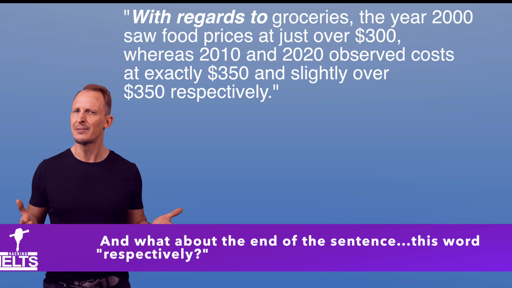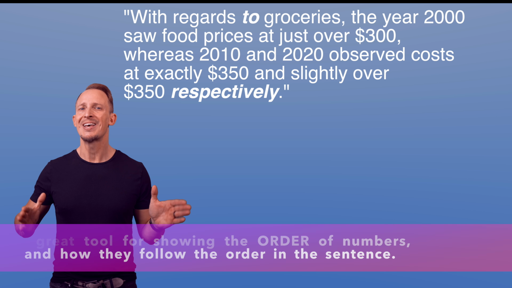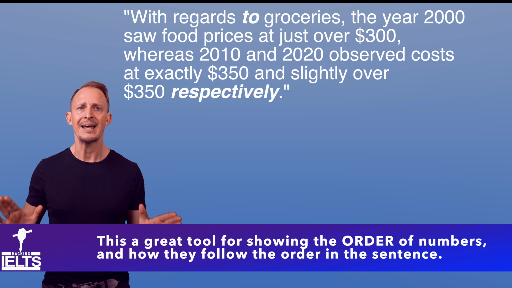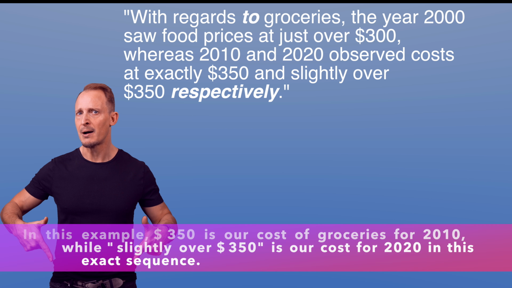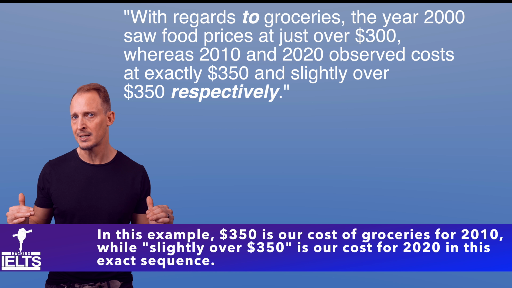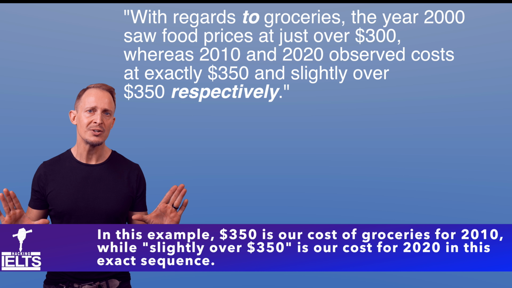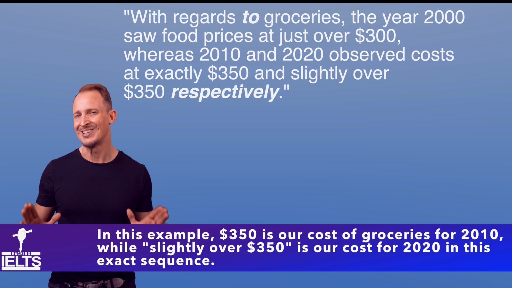And what about the end of the sentence? This word, respectively. This is a great tool for showing the order of numbers and how they follow the order in the sentence. In this example, $350 is our cost of groceries for 2010, while slightly over $350 is our cost for 2020 in this exact sequence.